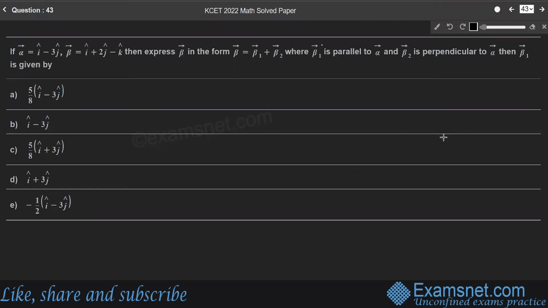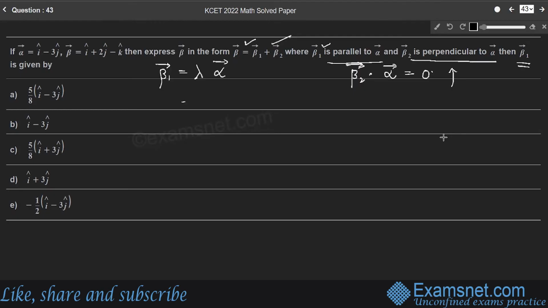Given that beta 1 vector is parallel to alpha, that means vector beta 1 is equal to lambda into vector alpha, right? And secondly, vector beta 2 is perpendicular to alpha. That means the scalar product of beta 2 and alpha is equal to 0. The meaning is vector beta 2 is perpendicular to alpha. Here we need the value of vector beta 1. Given that beta is equal to beta 1 plus beta 2, right?